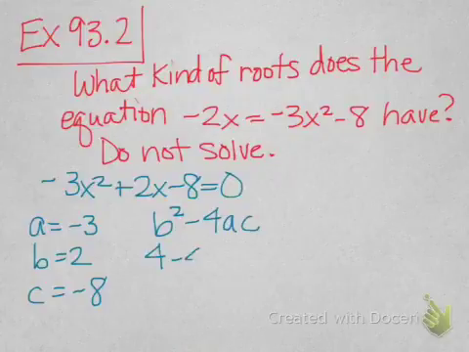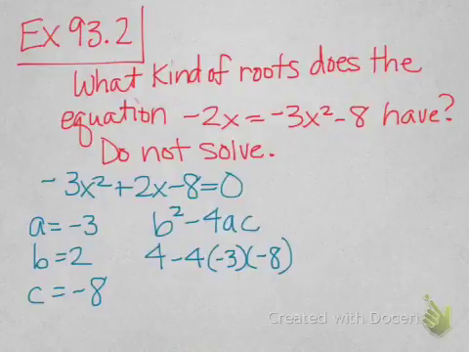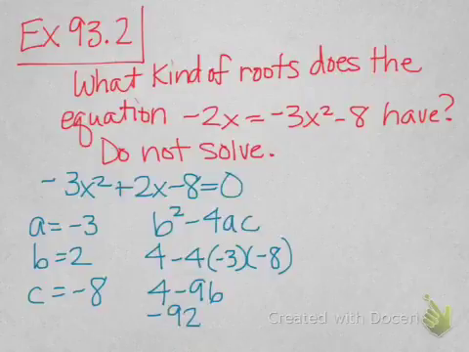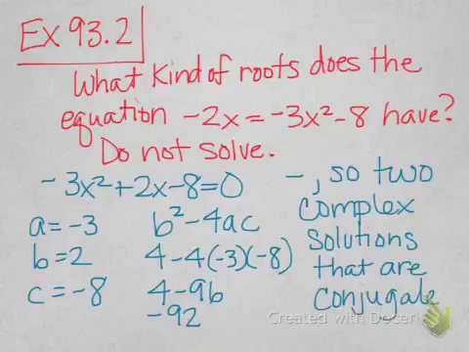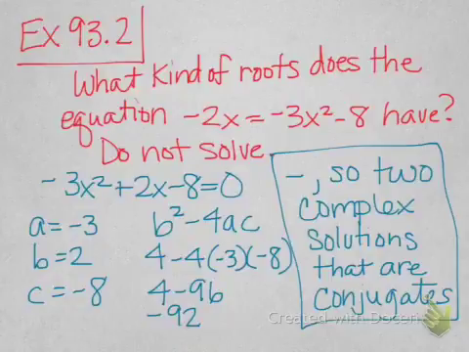So we get 4 minus 4 times negative 3 times negative 8. Negative times negative times negative, we know it's going to be negative, so we have 4 minus, and then 12 times 8 is 96. So 4 minus 96 is negative 92. Negative number, so we know that we have two complex solutions because we have a square root of a negative number under using the quadratic formula.